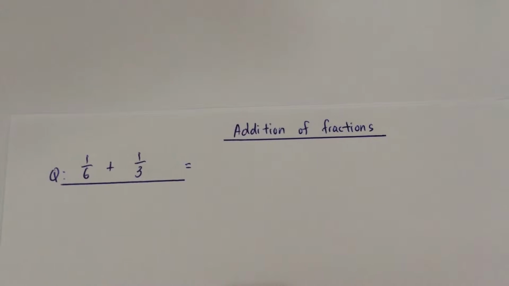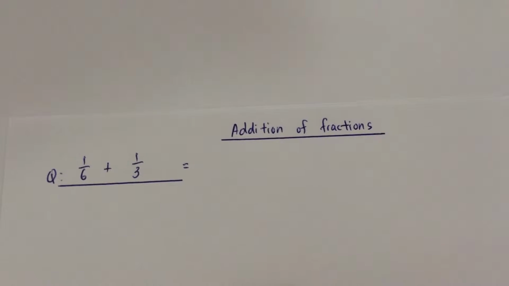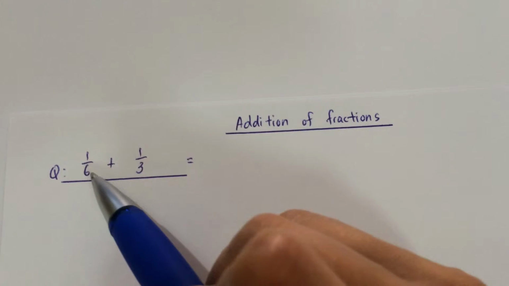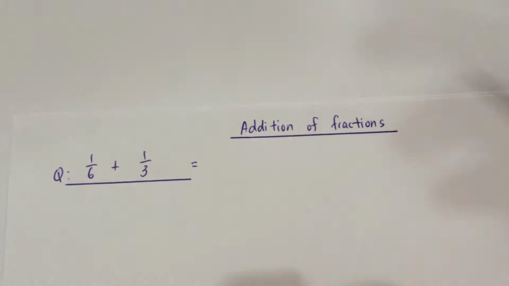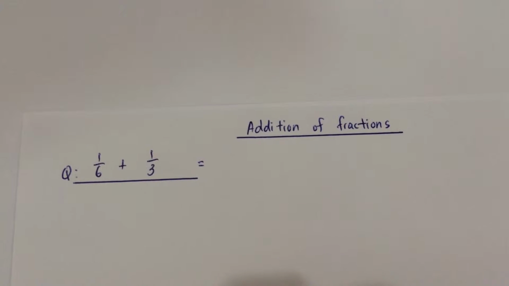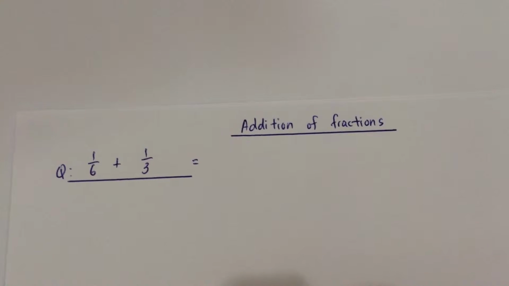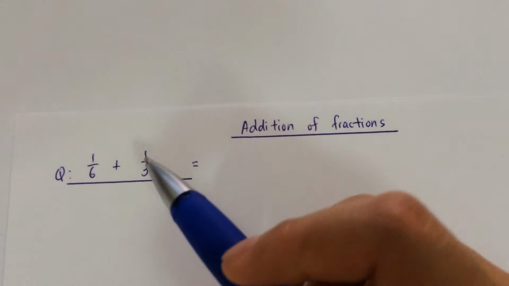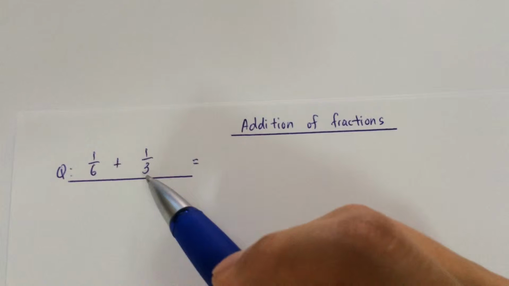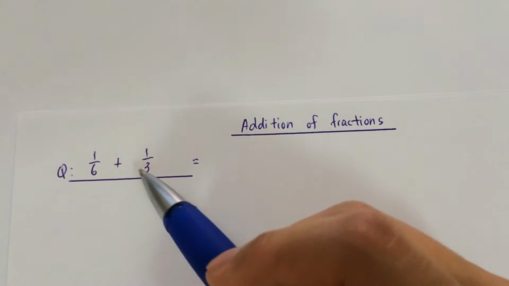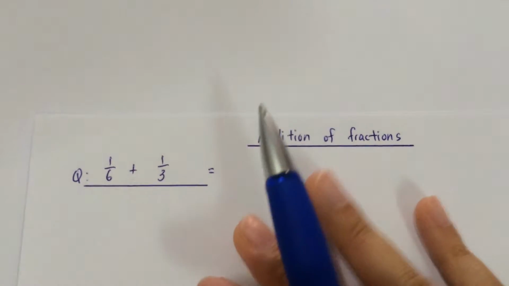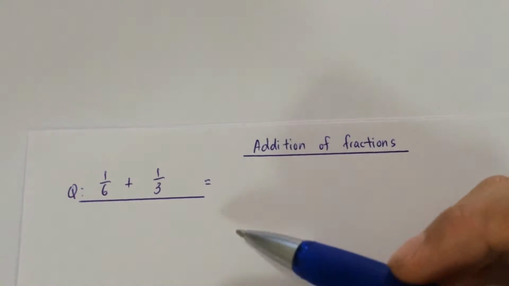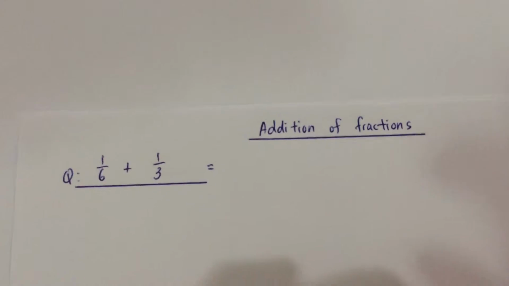In this video, I'm going to show you how to add unlike fractions. Unlike fractions are fractions that have different denominators. In my previous video, I mentioned that before you can add fractions together, you need to make sure that the denominators are the same. So because the denominators here are different, I can't straight away get an answer, but instead I need to take a few steps before I can reach my final answer.